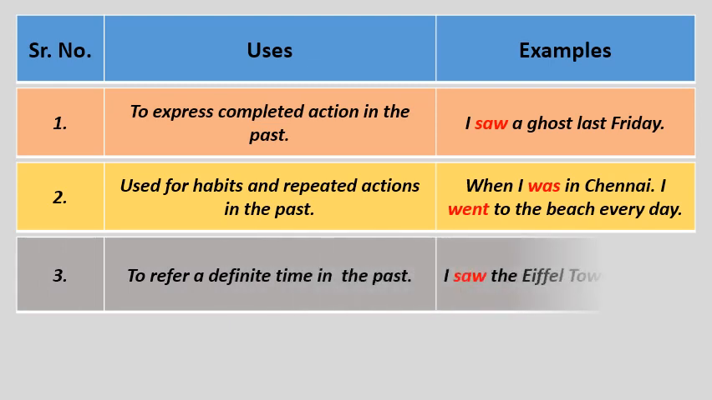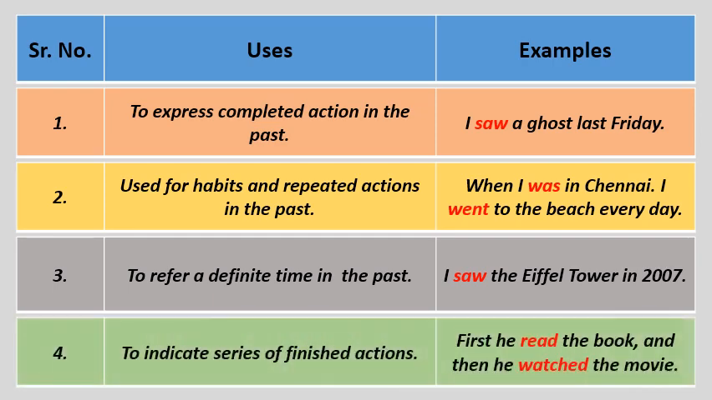Number 3. It is used to refer to a definite time in the past. It is used with yesterday, last night, last week, 3 months ago, in 2004, etc. For example, I saw the Eiffel Tower in 2007. Number 4. It is used to indicate a series of finished actions. For example, first he read the book and then he watched the movie.